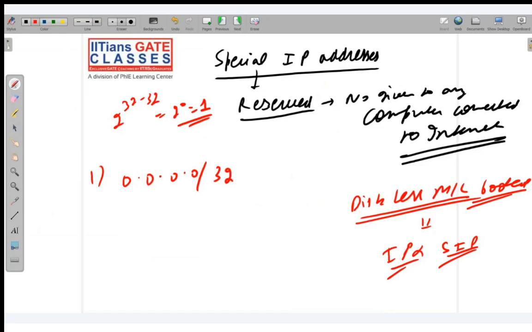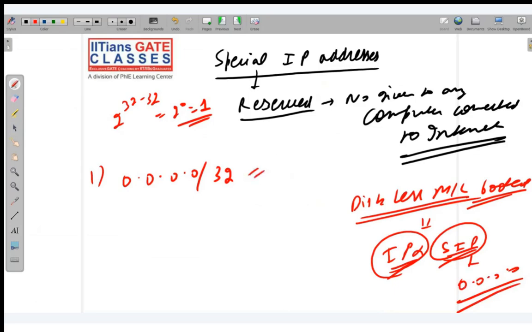So that's how here also, the diskless machine has booted and does not know its own IP. It will request the server, please let me know my IP. So in the source IP it has to fill something, and it will fill 0.0.0.0. That is the basic use of this special address.